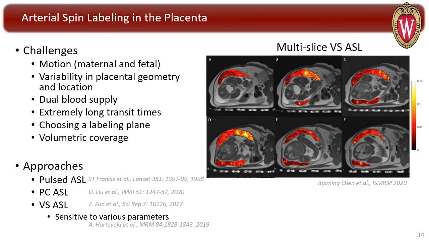Pulsed ASL approaches have been proposed for placenta perfusion measurements as early as 1998. More recently, pseudo-continuous and velocity-selective ASL have emerged as promising approaches to address some of the confounding factors mentioned above. However, the sensitivity of these sequences to various imaging parameters necessitates additional studies before placenta ASL can be considered a quantitative tool. Especially the separation of maternal and fetal perfusion remains an obstacle in many approaches.